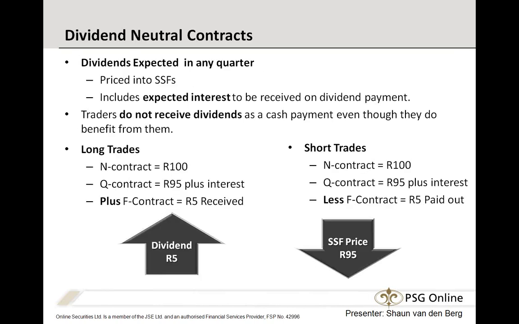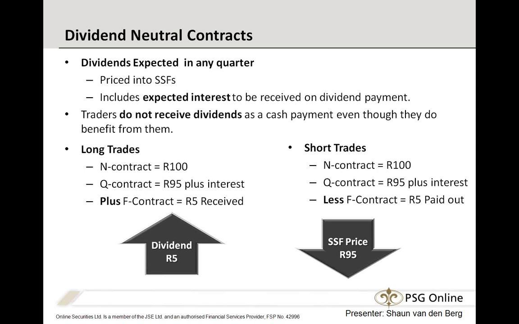At PSG Online, we trade what they call dividend neutral contracts. What it basically means is that the dividend is priced into the single stock futures price already. So the JSE anticipates any dividend payment over the next 90 days, the next quarter, and it's automatically priced into the single stock futures price. But you'll see on the next slide, and I'll show you a screenshot of our holdings where they split it, we talk about an N contract and an F contract.